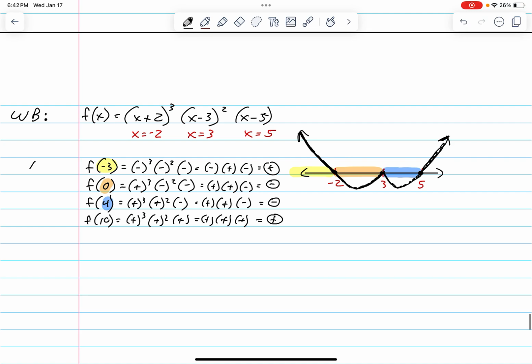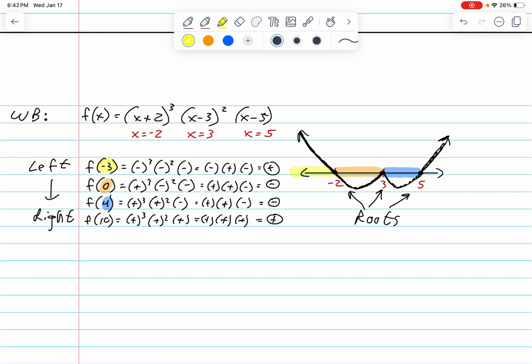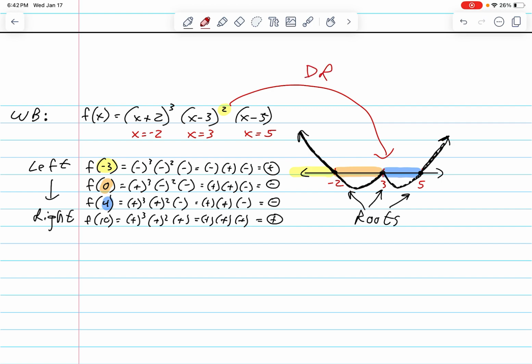I'm working left to right. I must pass through my roots. I must touch my roots. I have to touch them all. Either go through or bounce off. Right? And we see a pattern here with my double root, which I can see right here. This is a double root, and I get a bounce. Double root and bounce. So that which we saw with quadratics seems to make sense. I've got to bounce at a double root. Okay, good luck. Sign charts.